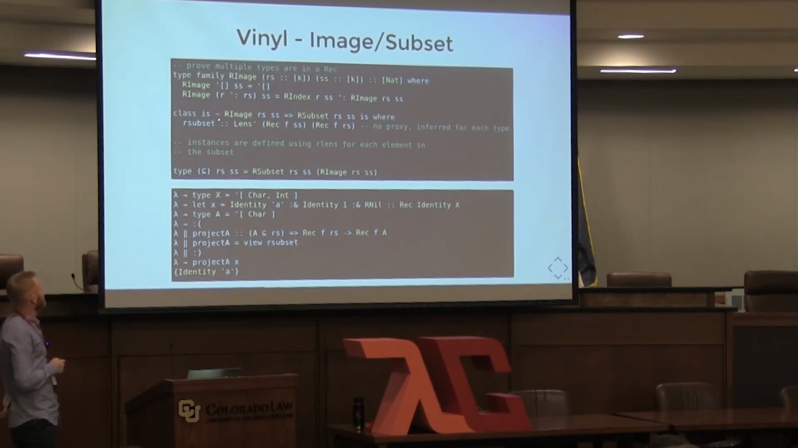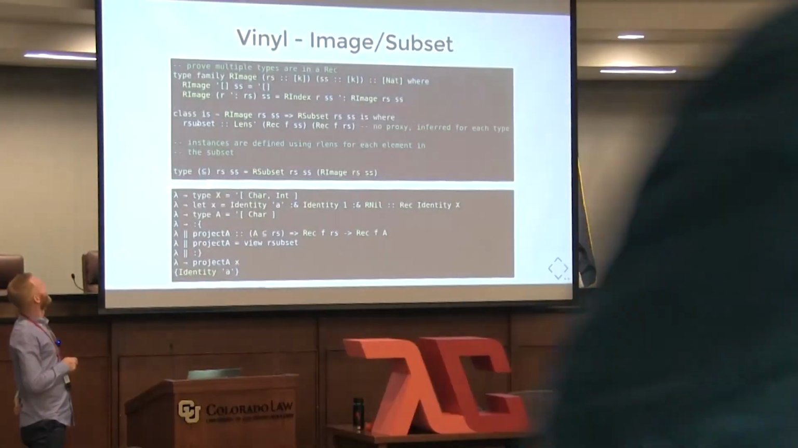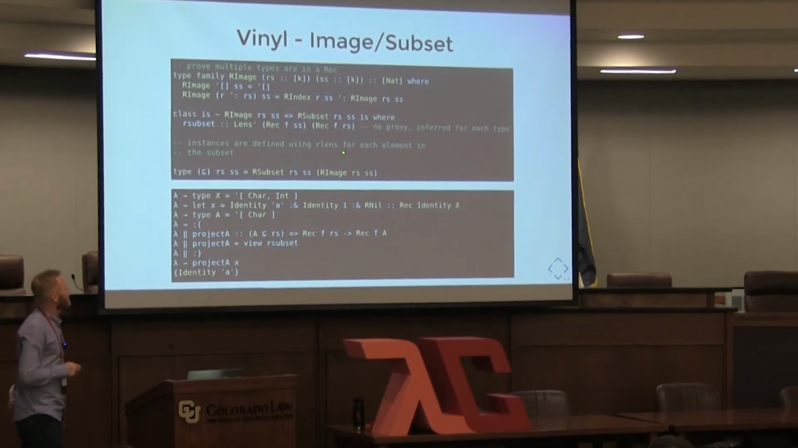And then a very similar type class. So given an image of RS and SS, I can extract the subset of RS that are there. Is that the right way to read that? Yes. OK, so it's another lens. We don't need a proxy this time. And again, if you dig into the code, it will become clear as to why.